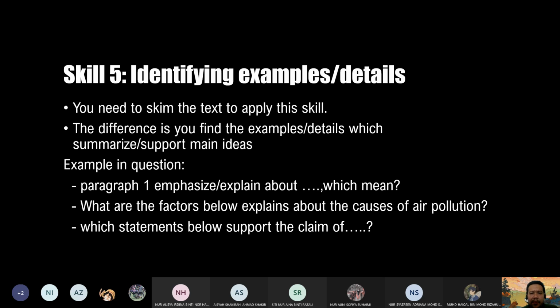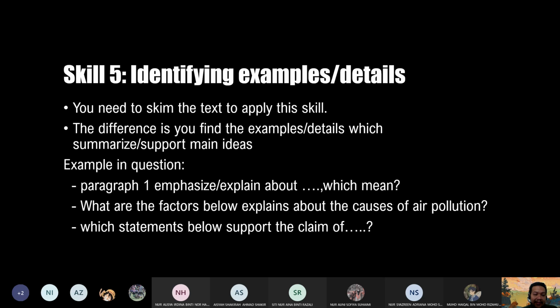Identifying examples and details. To do this skill, you need to first skim the text. Skim means you need to find the main idea first, and then you find the details, or examples, or maybe an elaboration or explanation which summarizes or supports that main idea, because the focus of this skill is to identify the example and detail. For skimming, the focus is to find the main idea. That is different. They are quite similar, but the purpose is different.